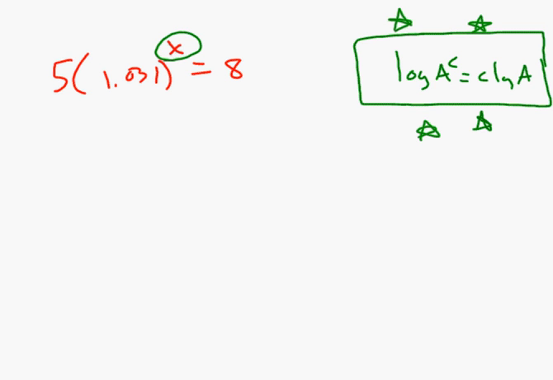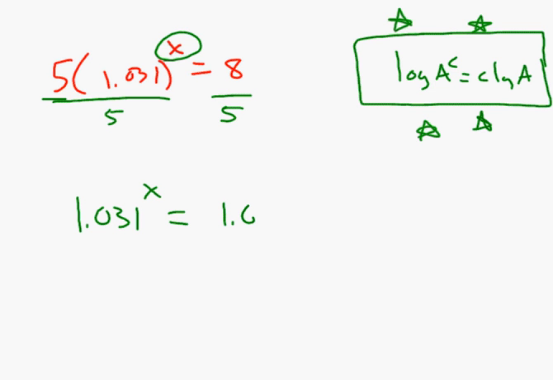So I'm thinking I want to take the log of both sides. The only problem is this 5 here does not have an exponent on it. So instead, I'm going to divide by 5 first. Get that 5 to the other side. I'll get 1.031 to the x power is 8 divided by 5, which is 1.6, I guess.